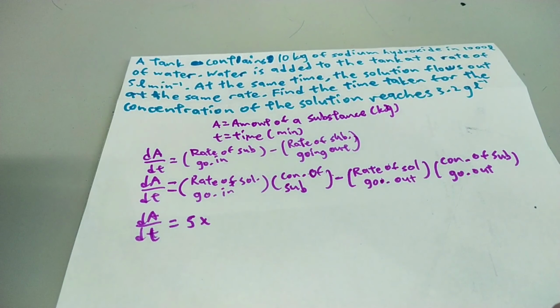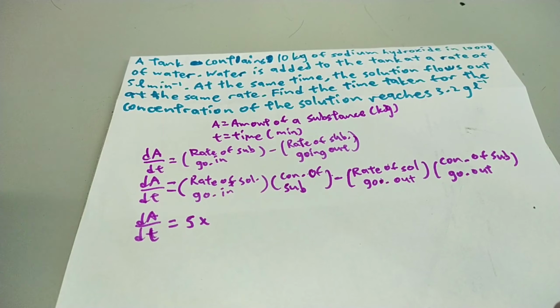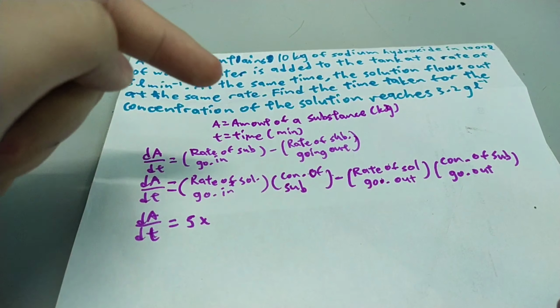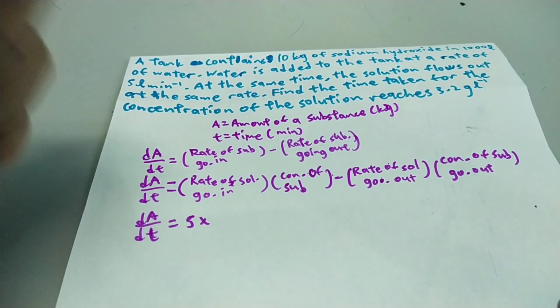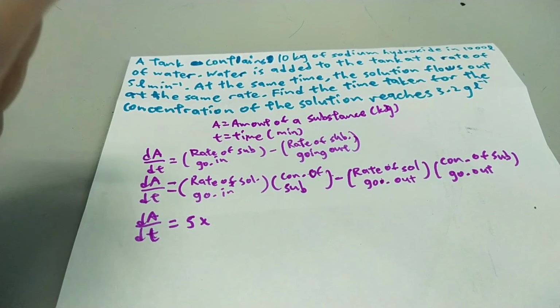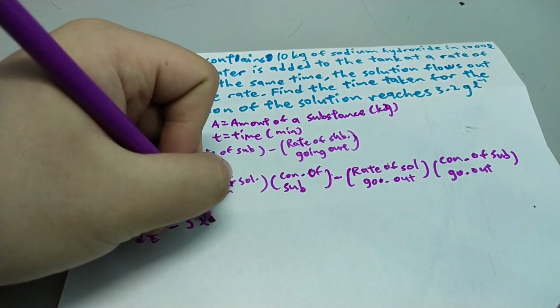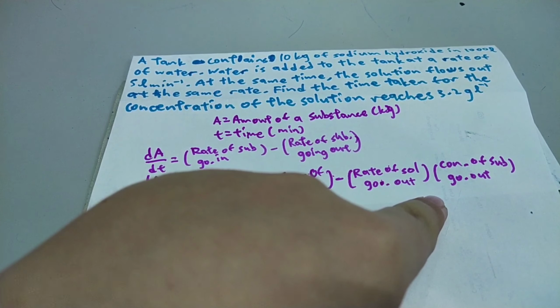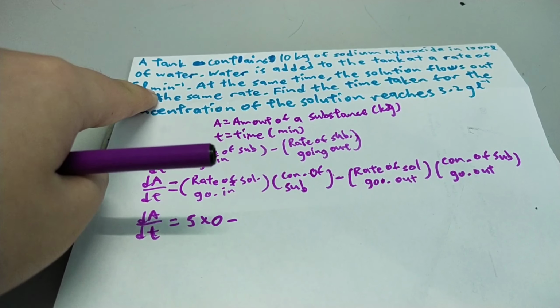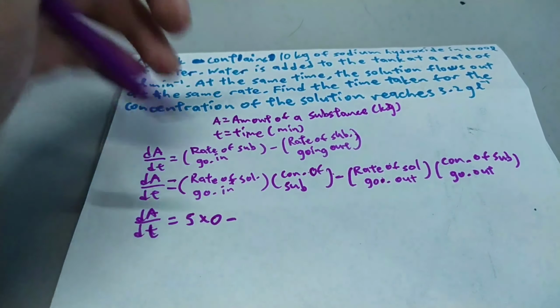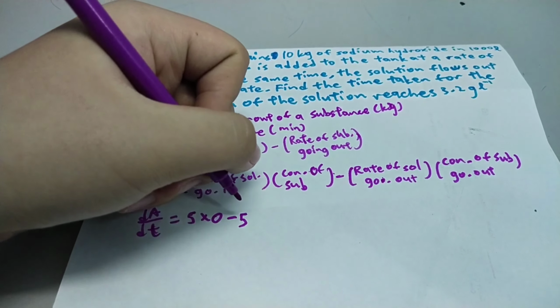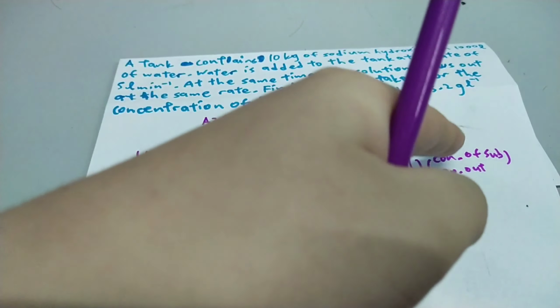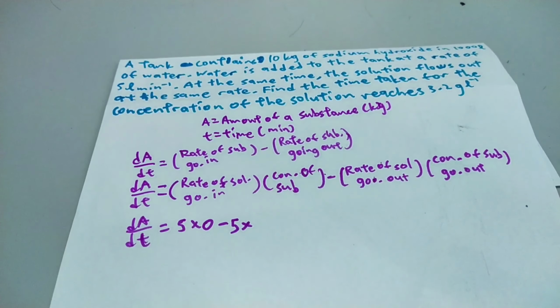Which means there is no sodium hydroxide mixing with water and going into the tank, which means that the concentration of the sodium hydroxide is going to be 0. So we have 5 times 0 minus the rate of solution going out. What is the rate of solution going out? It is still the same thing because the solution flows out at the same rate. So we will have 5 times the concentration of the sodium hydroxide going out.